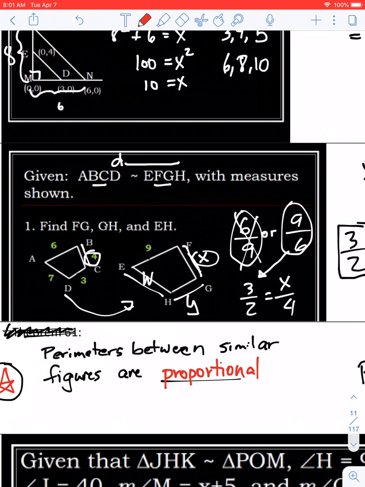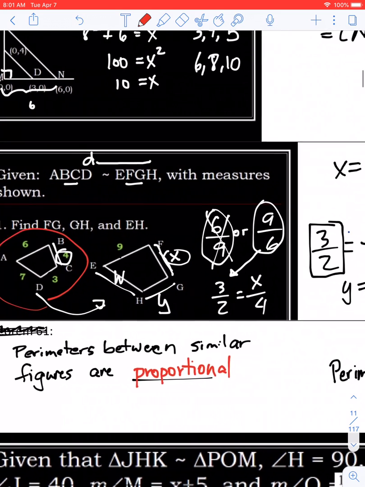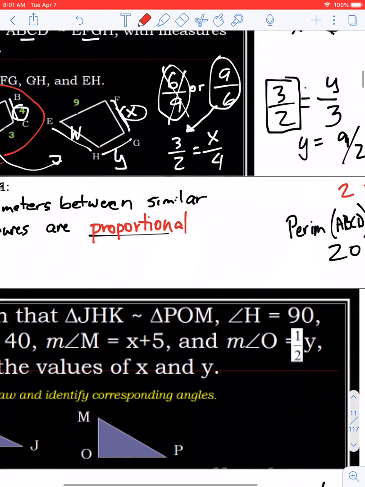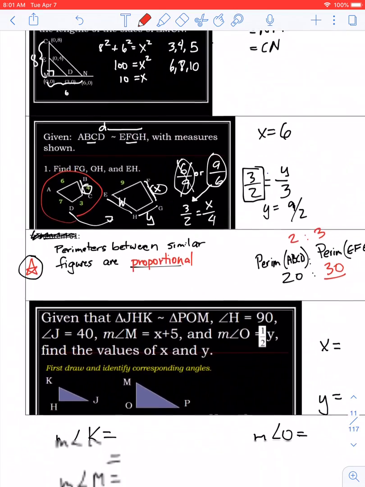That's because if we add up the sides here, we get a perimeter of 20. And so I come over here and I say, well, the perimeter of that one has to be in the same ratio of 2 to 3. So multiply that by 10. The perimeter of this one has to be 30. Yeah? All right.